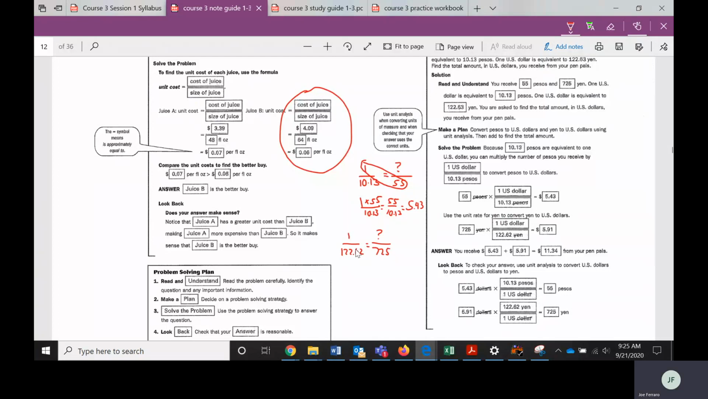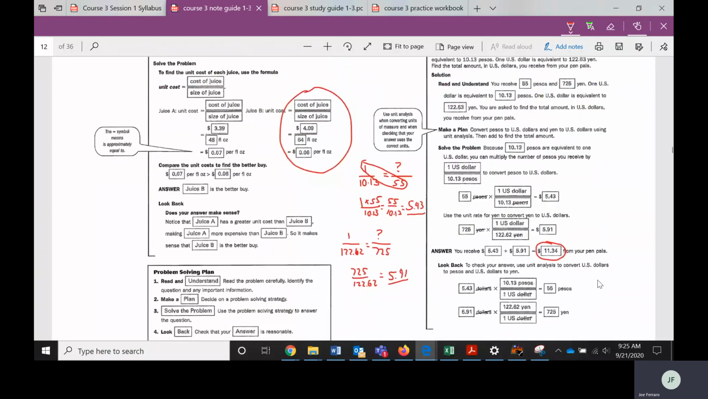Okay, so again, we do this cross multiply. 1 times 725 is 725, divided by the 122.62, and you get $5.91. Okay, so 5.43 in pesos, 5.91 in yen. You add them up, you get $11.34.